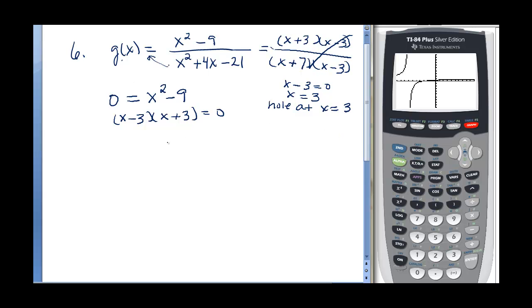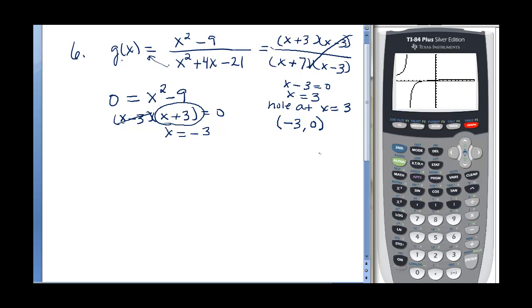So now I don't have this situation because that's been taken out. I just have the x plus 3. I solve for that and I get x is equal to negative 3, my x-intercept, or my horizontal intercept, and that is going to be at negative 3, 0.